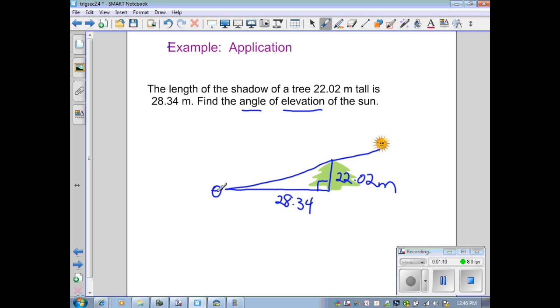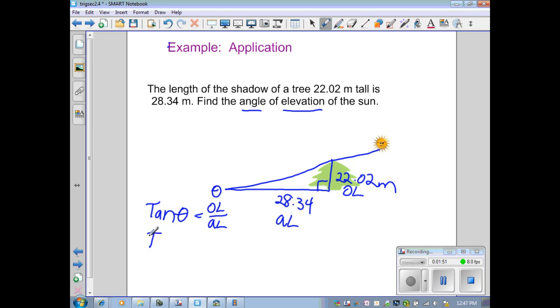Now I need to identify the triangle based on that given angle. Here, 22.02 is my opposite leg to that angle, and 28.34 is the leg that helps form that angle, so that's my adjacent leg. Now I need to find a trig function that associates itself to opposite leg and adjacent leg. That function is tangent. So my tangent theta, or tangent of an angle, is equal to opposite leg over adjacent leg. I know two of the values, so all I need to do is substitute in and use a calculator to solve for my angle.